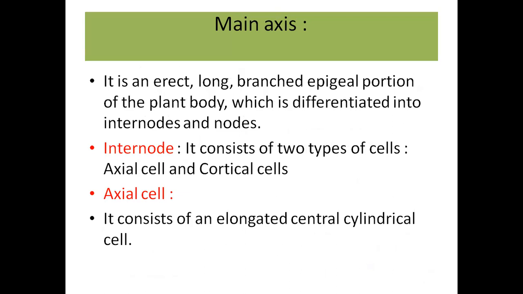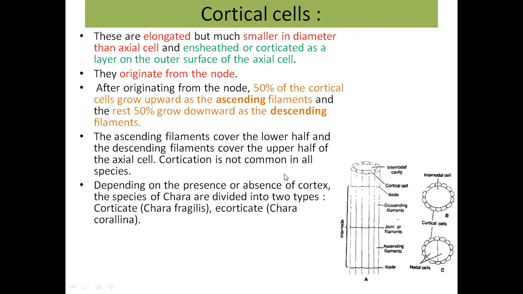An axial cell is a central cell which is cylindrical in shape. It consists of an elongated central cylindrical cell. And a cortical cell is seen ensheathing, or as a corticating layer, on the outer surface of the axial cell. The axial cell is seen in the center, and the cortical cell is outside the axial cell, ensheathing it. This cortical cell originates from the nodal region.